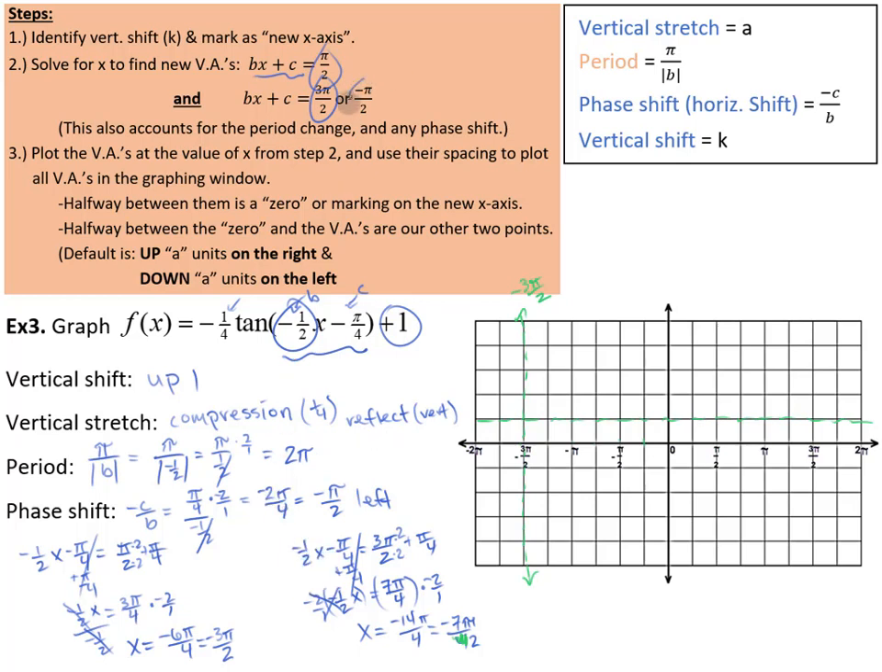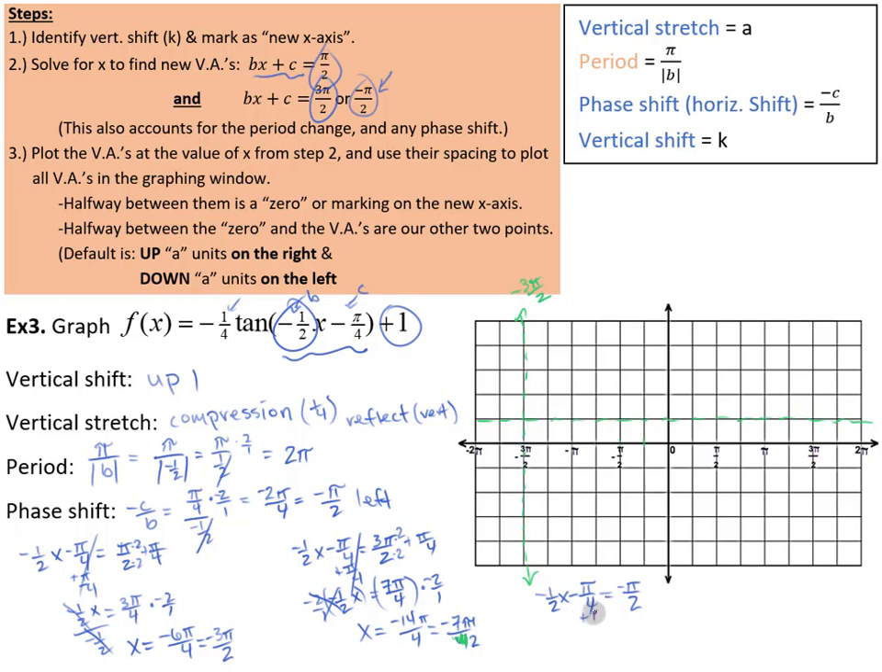So this is where we put in this alternate. Rather than 3 pi halves, let's try negative pi halves. So we're going to solve this one more time. I know this is kind of a lot, but let's try negative pi halves instead and see if that keeps me in my graphing window. So this is the alternate.